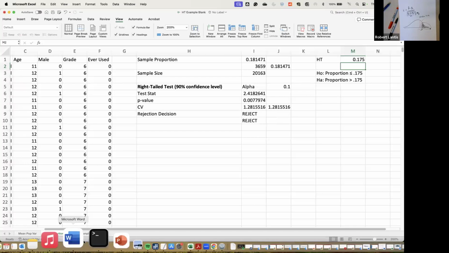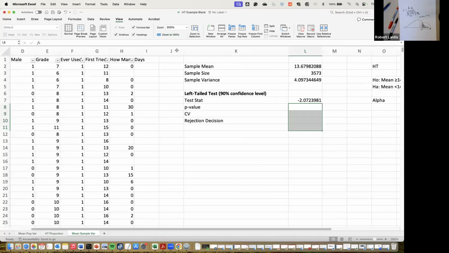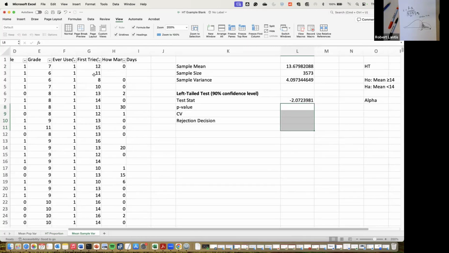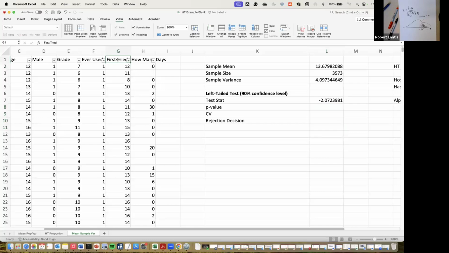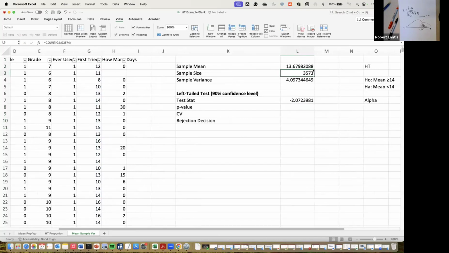That should cover it. I should have then one other type of test, which is a left-tailed test in our final example. So similar data, this was about ever used, how many days have they tried things. So I think here I was going to look at the age at which they first tried. I'm remembering this correctly. So I kind of skipped some of the easy stuff here. For the sample mean, we just use the average function. For sample size, we use that count function.